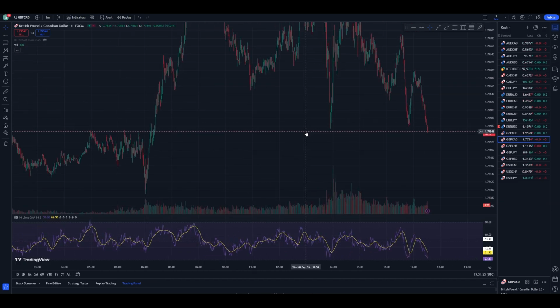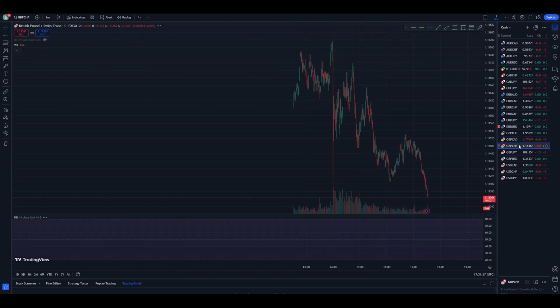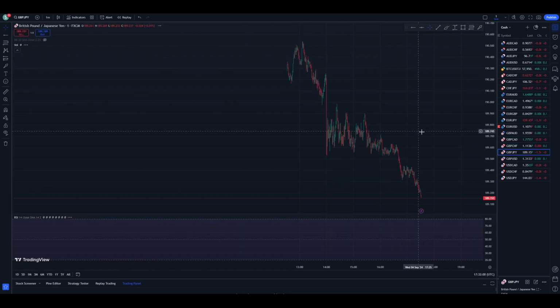Let's take a look further. The British pound and Canadian dollar also look interesting. We have a strong level. We have a support level on the RSI. Well, that's that. Let's keep looking further.